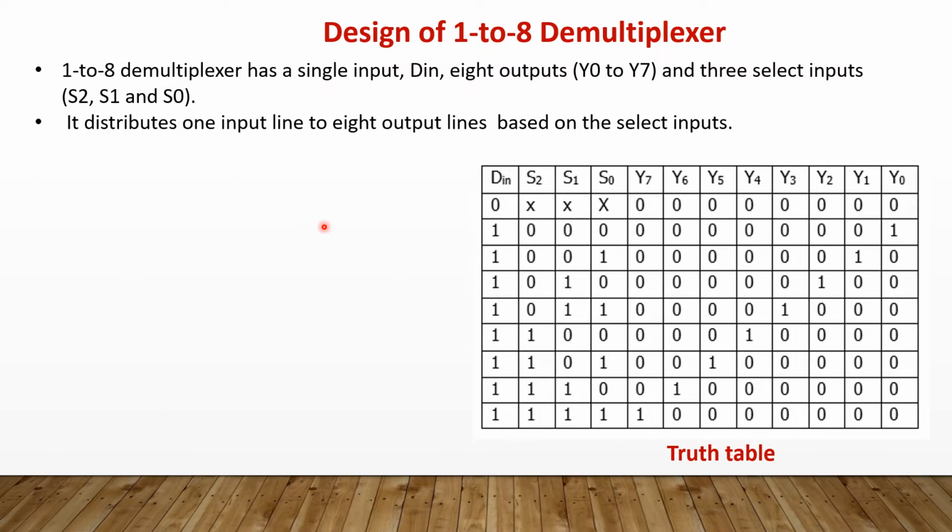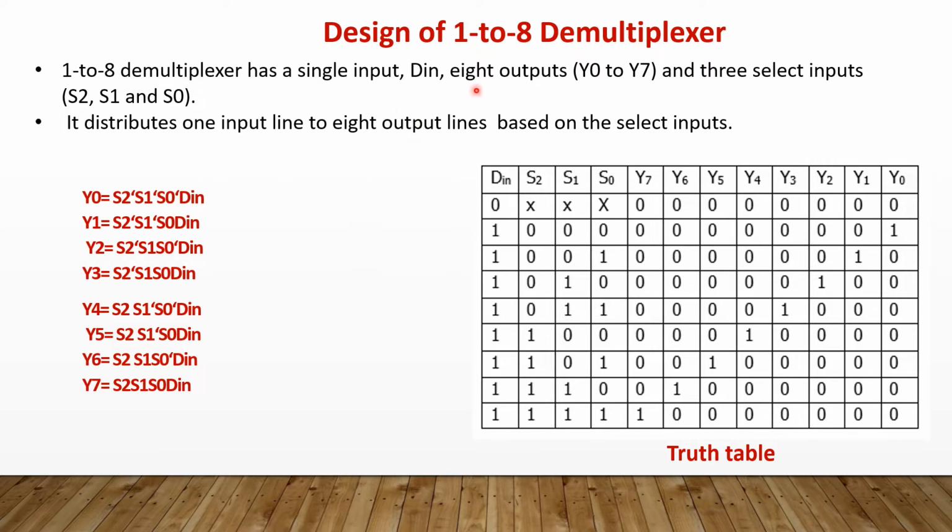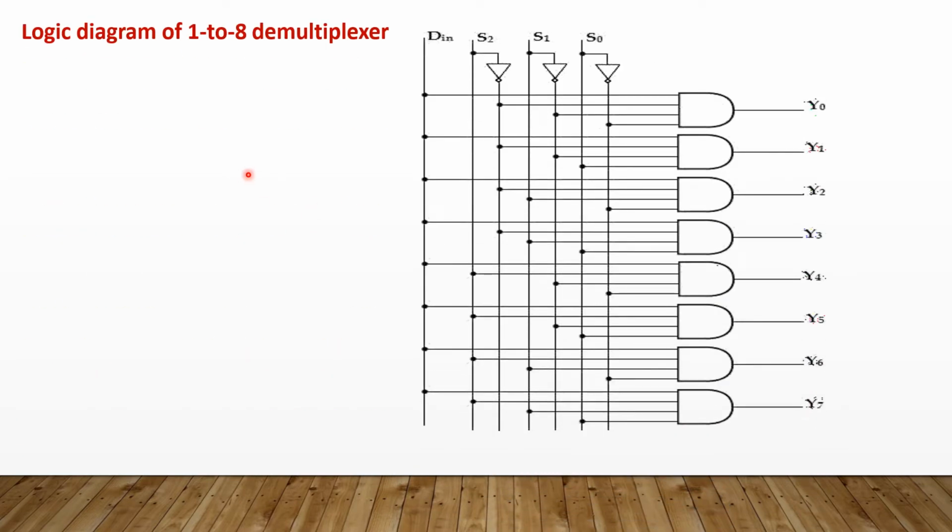Next comes the design of 1 to 8 demultiplexer. As the name implies, it will have one input and 8 outputs. These 8 outputs distribute one input line to 8 output lines based upon the selection line inputs. And this 1 to 8 demultiplexer will have 3 selection line inputs, that is S2, S1, S0. So based upon these 3 selection line input values, one of these output terminals will be selected, and we'll be getting the output through that particular output terminal. And this is the logic diagram for 1 into 8 demultiplexer. So we'll be getting distinguished outputs from Y0 to Y7 based upon the selection line inputs S2, S1 and S0.